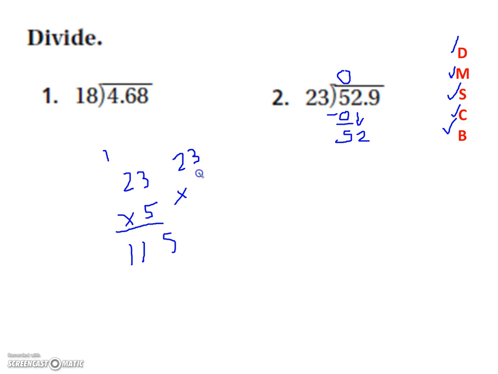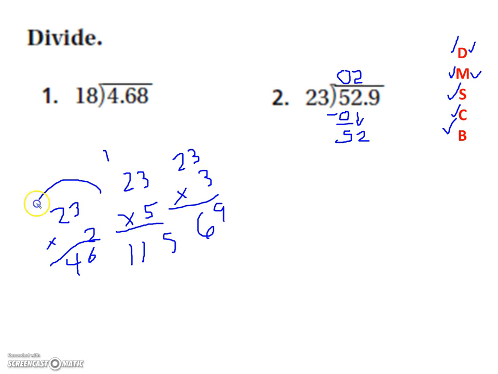23 times 3. 3 times 3 is 9. 3 times 2 is 6. Oh, that's a little too big. 23 times 2. 3 times 2 is 6. 2 times 2 is 4. 46 works. So my estimate of 2 was correct. You can estimate or you can guess and check. Either way is fine. So I'm doing the divide step again, and I got 2.